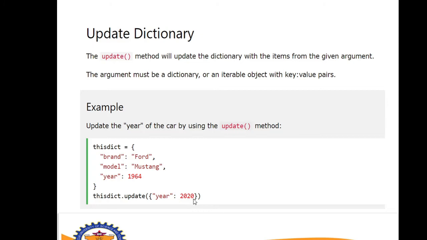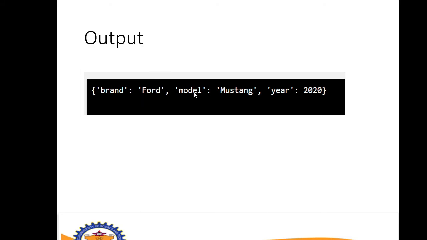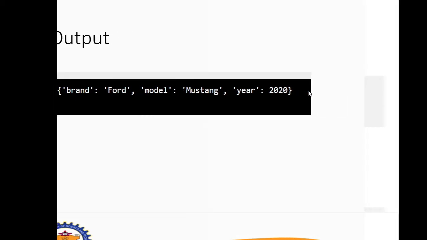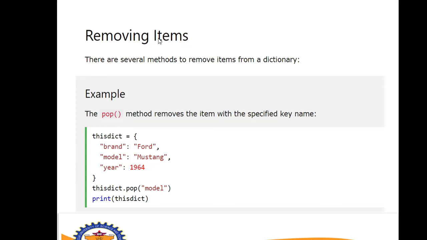So, once that you print this one class, it will return this type of value. So, we have brand Ford, model, and then yung year 2020 na hindi na siya 1964. Next naman, how do we remove items inside the dictionary? Now, there are several methods to remove items from a dictionary.